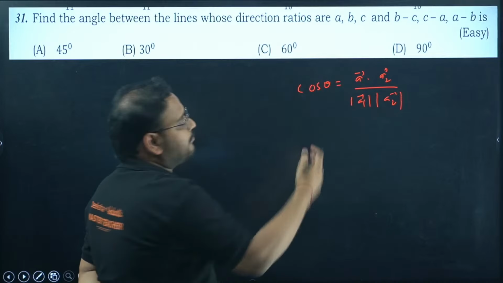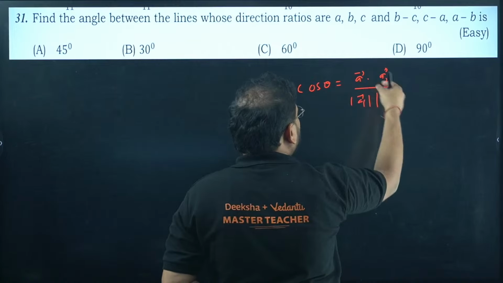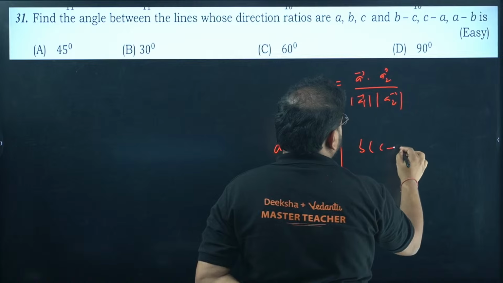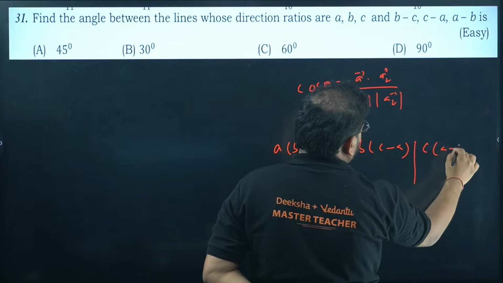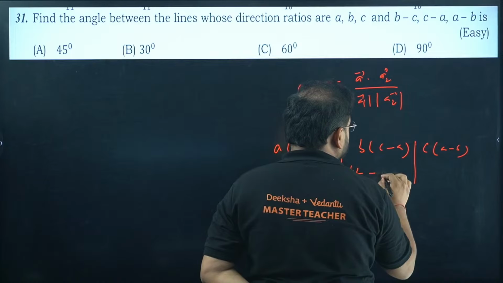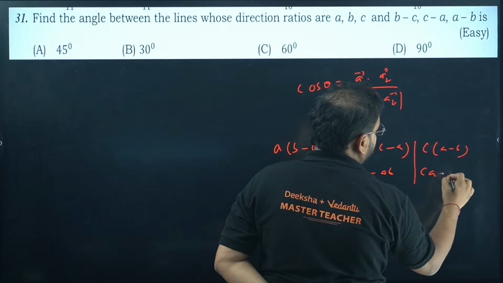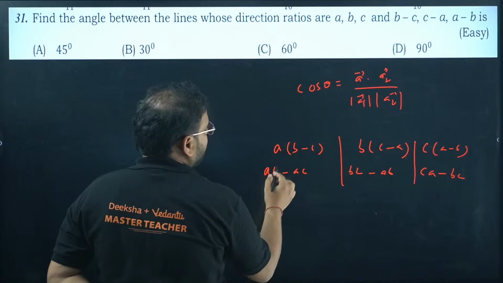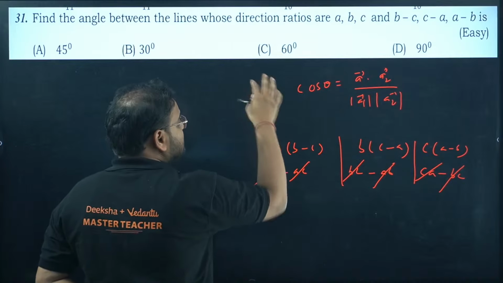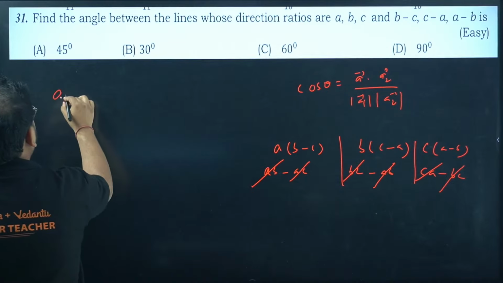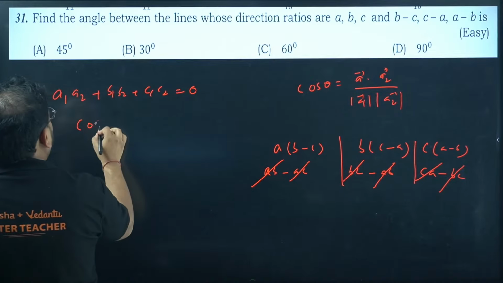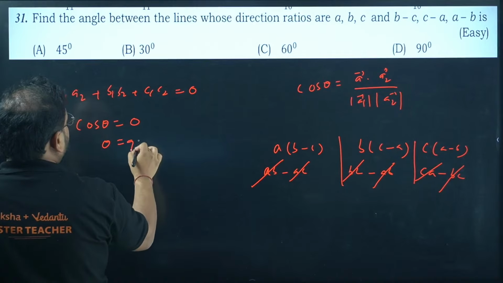So how do you get that? You'll get it with the help of DRs only, so we can always try to use the DRs first. We'll get a times (b minus c), b times (c minus a), and c times (a minus b). That gives ab minus ac, bc minus ab, and ca minus bc. Add all of these: ab and ab cancel, bc and bc cancel, ca and ca cancel. So the sum a1a2 plus b1b2 plus c1c2 is 0. It means cos theta is 0, so theta is 90 degrees.